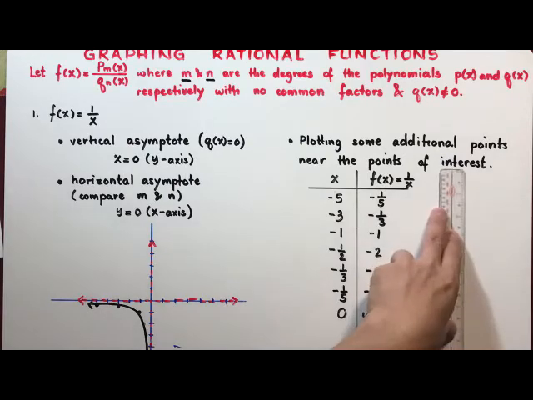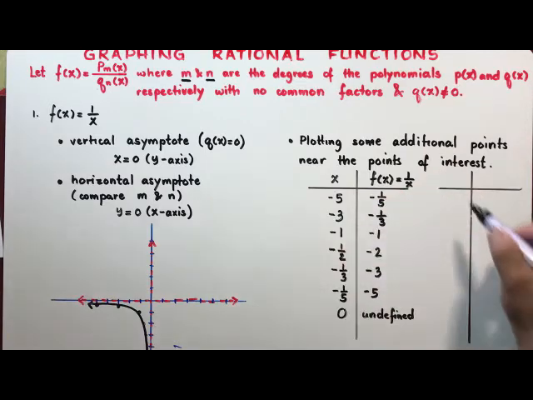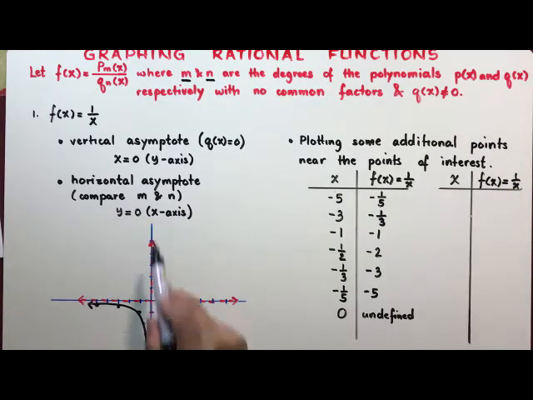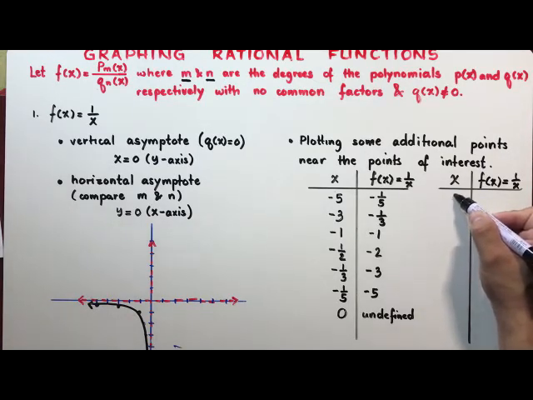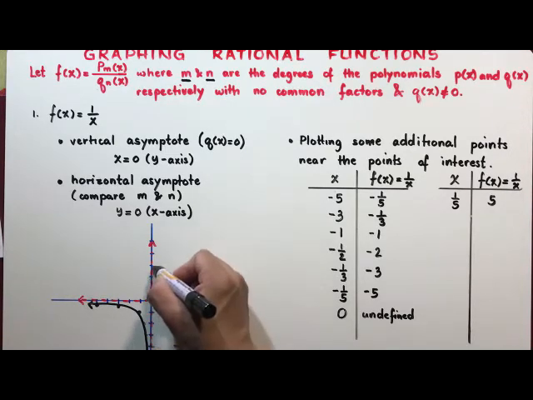So let's continue here, plotting some additional points. So this is our x, and again, this is our f of x, which is equal to 1 over x. So let's try some values closer to our vertical asymptote, but to the right of our vertical asymptote. Say this is 1/5, positive 1/5. Substituting this one here, 1 divided by 1/5 is 5. So if your x is 1/5, somewhere here, your y is 5. 1, 2, 3, 4, 5.